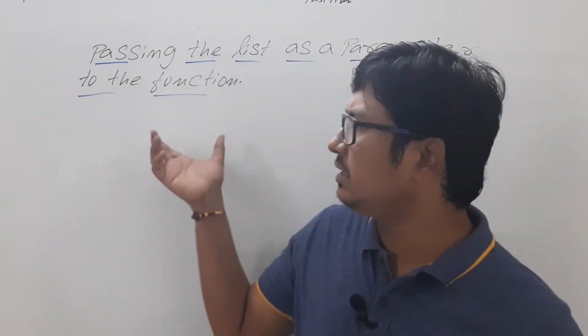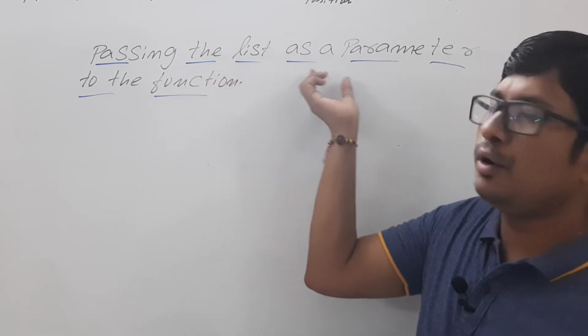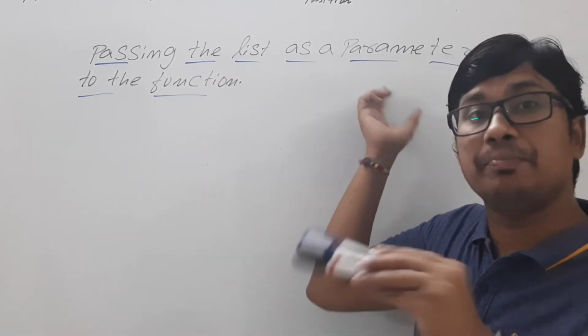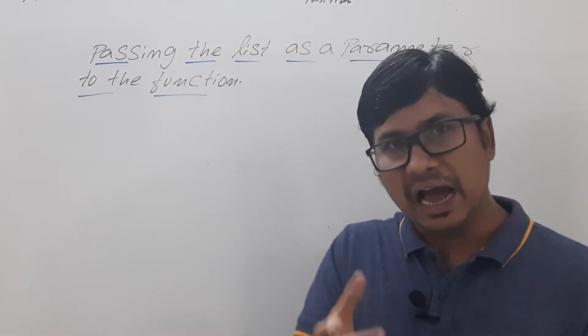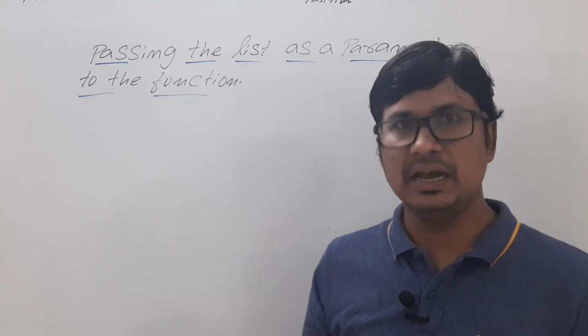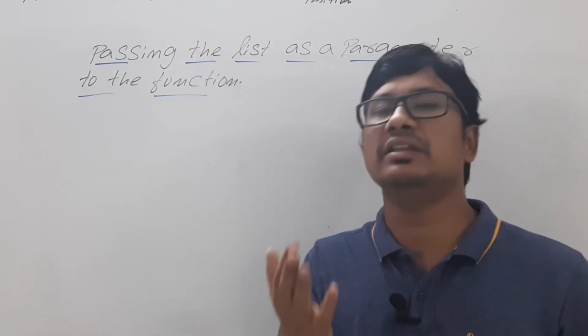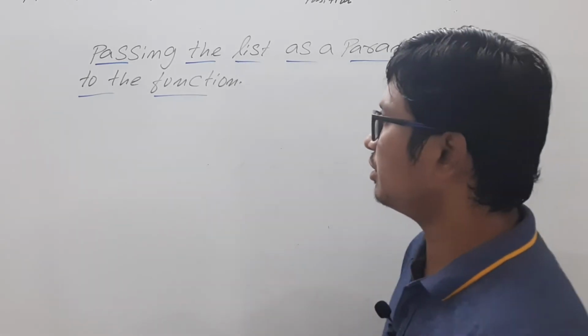Now let me write a program to understand how we can pass the entire list of elements as a parameter to the function. To do this, I will take a list of elements and I want to print how many even numbers are there and how many odd numbers are there. Now, let me write the program for you.